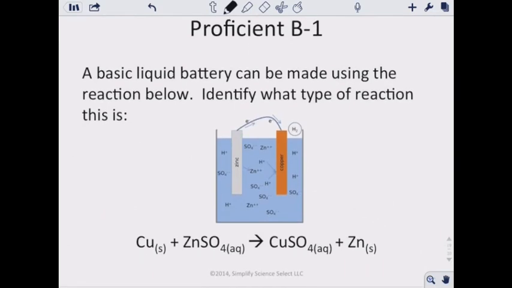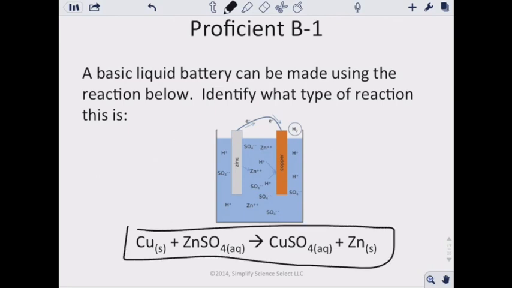Looking at an example, it says a basic liquid battery can be made using the reaction below. Identify what type of reaction this is. It's a single replacement reaction because we see the copper replaces the zinc, and there's going to be a transfer of electrons. That's how a battery works. Any single replacement reaction that actually occurs is an oxidation reduction reaction. So we can classify it as oxidation reduction, or we can just say single replacement.